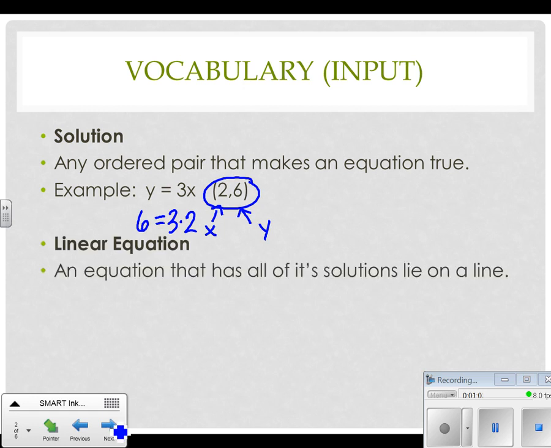A linear equation is an equation that has all of its solutions lie on a line.